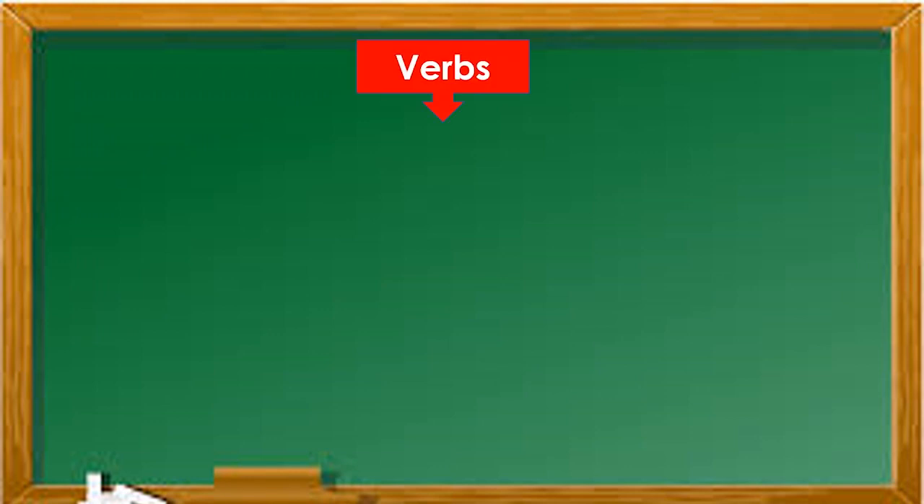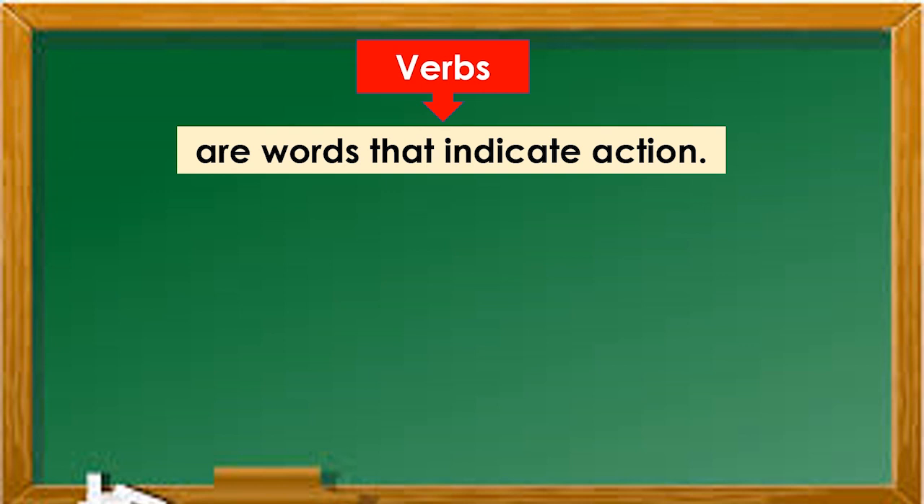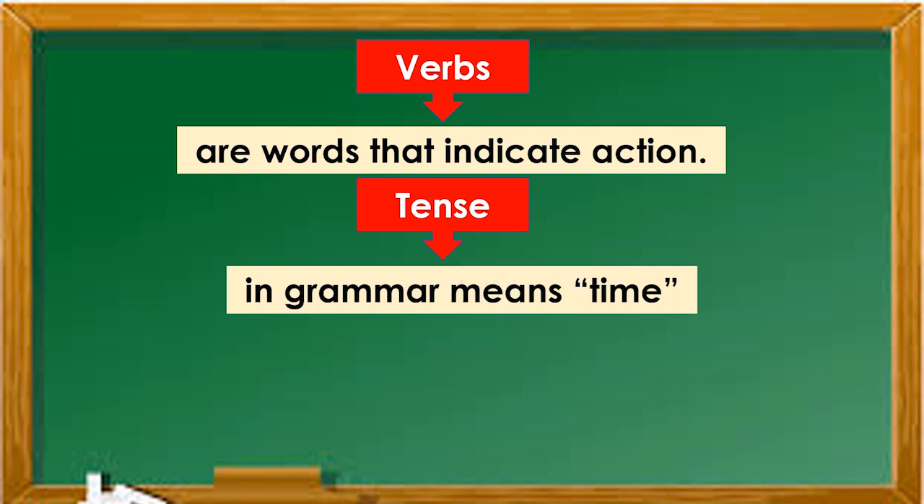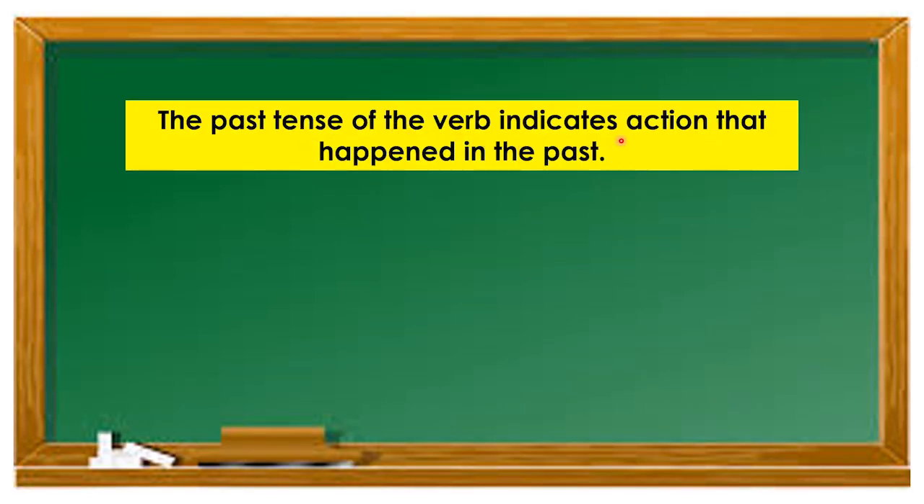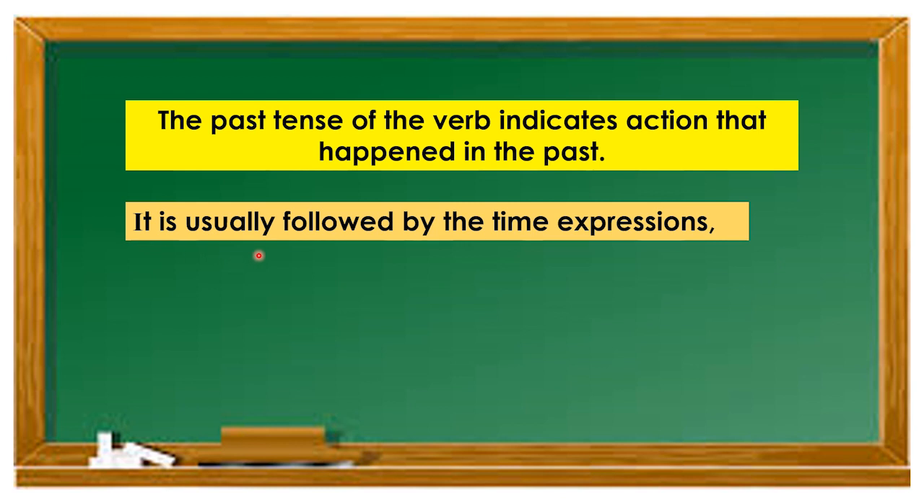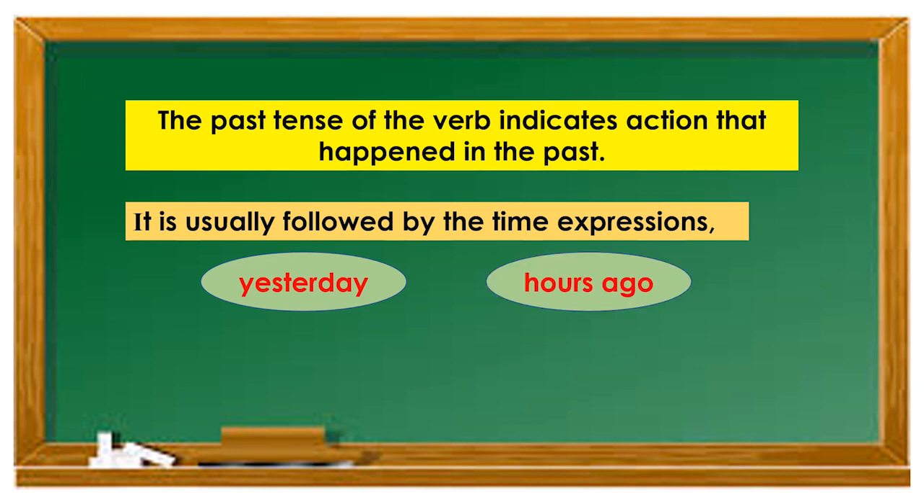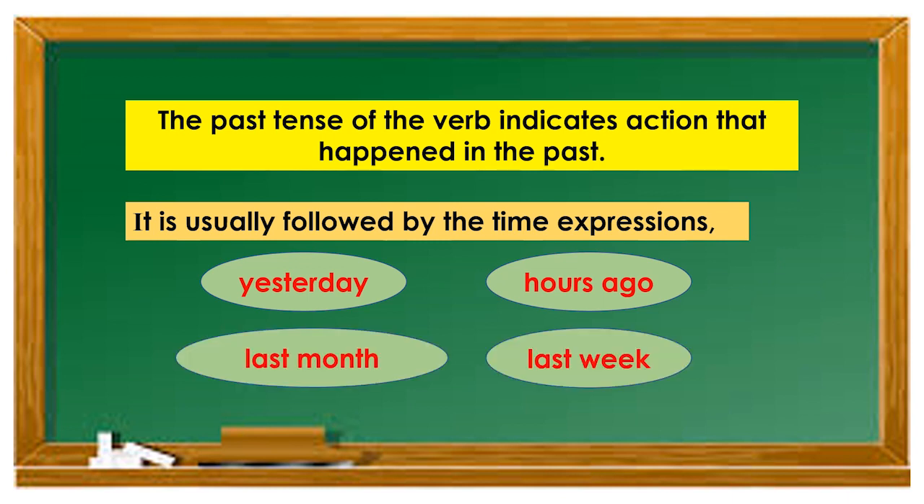Remember, verbs are words that indicate action. Tense in grammar means time. Thus, tenses of the verbs indicate the time when an action or event occurs or when a state or process holds. The past tense of the verb indicates action that happened in the past. It is usually followed by time expressions: yesterday, hours ago, last month, last week.